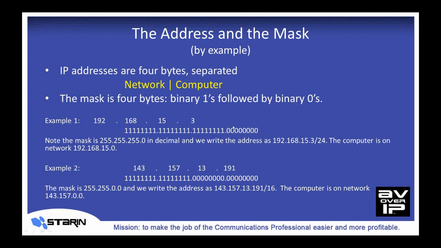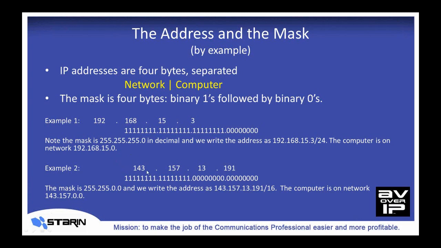Any of you who know anything about programming in real low-level languages like assembler know that it's very easy for a computer to compare this in binary to this in binary and see that the separation is right here. It makes it real easy for the computer to process. Here's an example with a class B address.